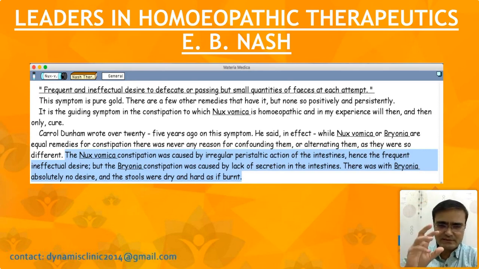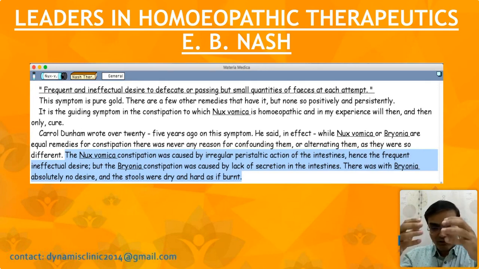Now he says this is in constipation, but what is the reason? The pathogenesis. Nash writes, Nux vomica constipation is caused by irregular peristaltic action of the intestine. So the peristaltic movements inside are irregular. That gives ineffectual desire. The bowels are not emptied properly. That is the reason.